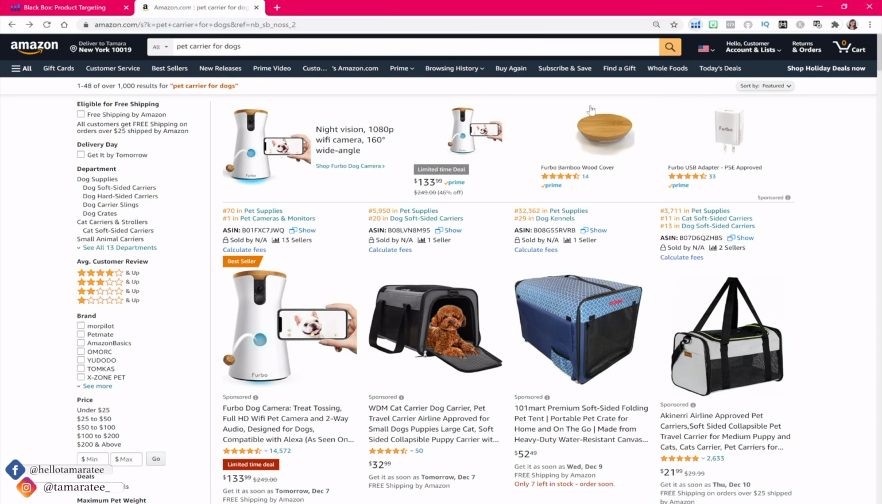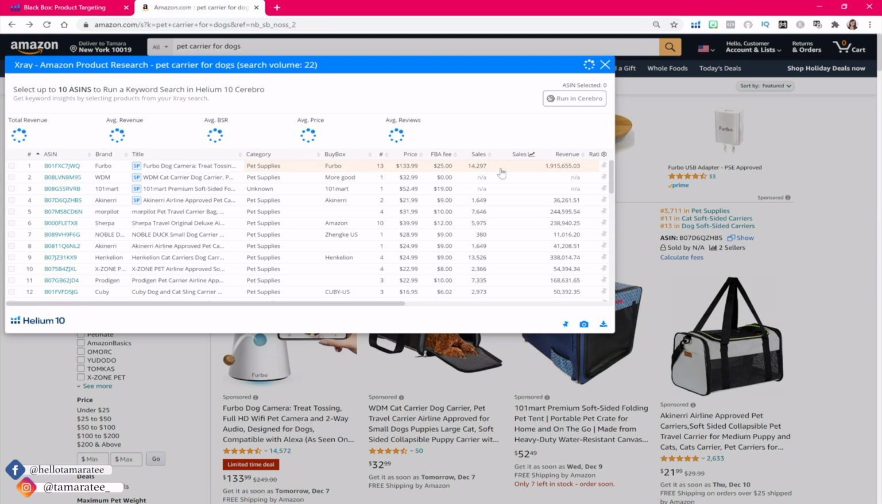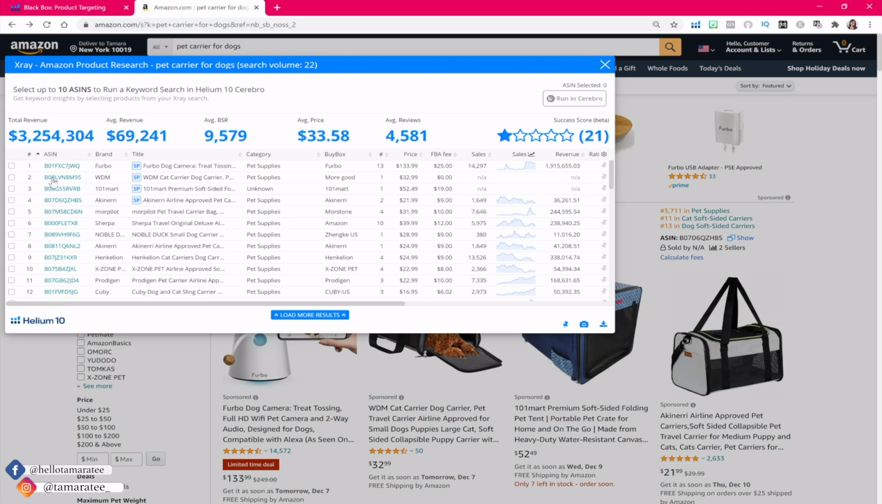But I want to point out Amazon product research. This is by far one of the most important steps because this is when you get to see everything happening behind closed doors for all of these sellers right here. Now it does take a little bit of time to load, so I'm just going to wait for that. But right here you can see the ASIN of each product, the brand, the category, buy box, price, FBA fee, the sales graph, you can click into it as well.